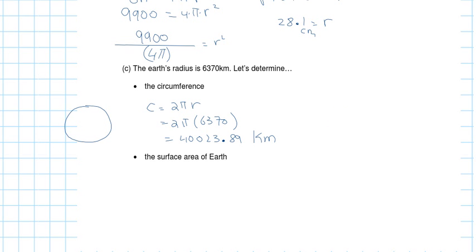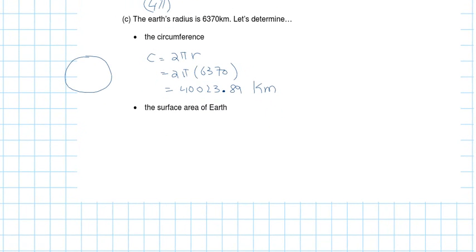Okay, how about the surface area of Earth? We have a sphere, right? Unless it's flat. So it's 4 pi r squared. Would that make it a rectangle or is it flat?